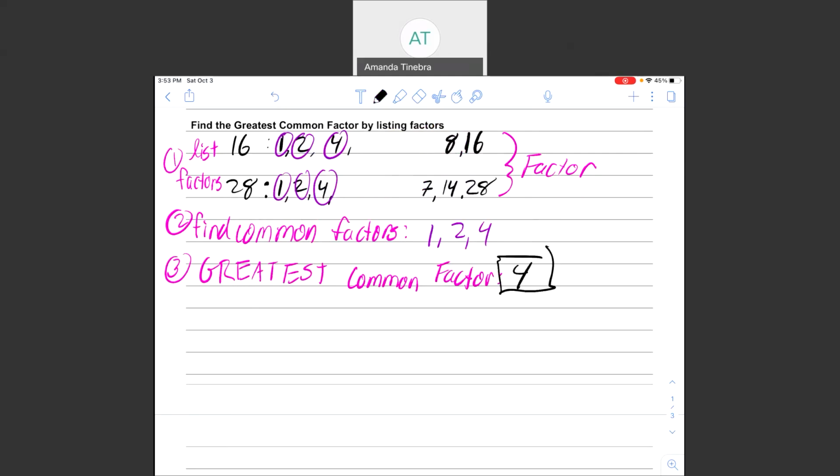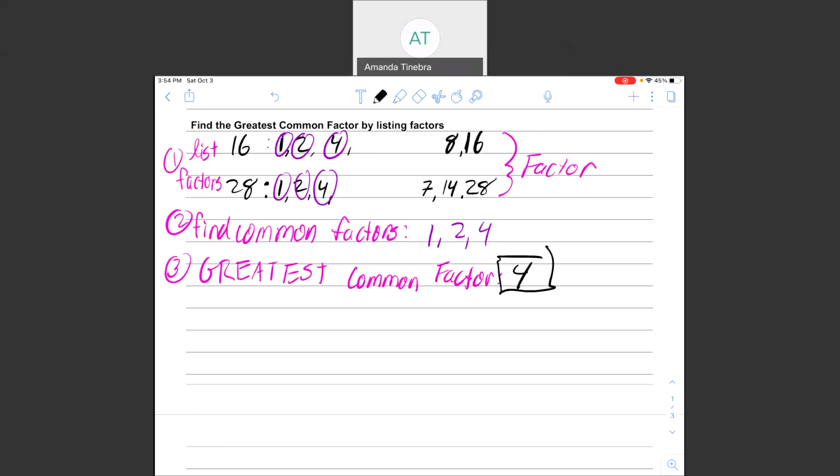So the 3 steps we're going to be using: first listing the factors, then we're going to find factors that are common on the 2 lists, ones that they have the same. And the third step is finding the one that's the largest. Okay?